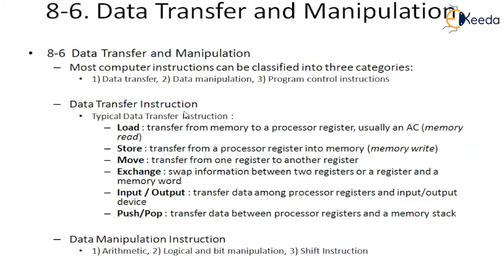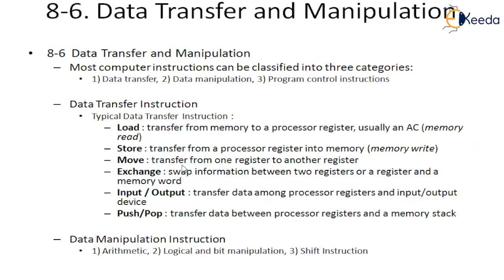When it comes to the data transfer instructions, there could be load. Load makes a transfer from the processor's register to the accumulator. And load is also called a memory read, because by executing a load instruction, we are getting something from the main memory. So that can be considered as memory read. Store means from the processor's register to the memory we are writing. So this is called memory write.